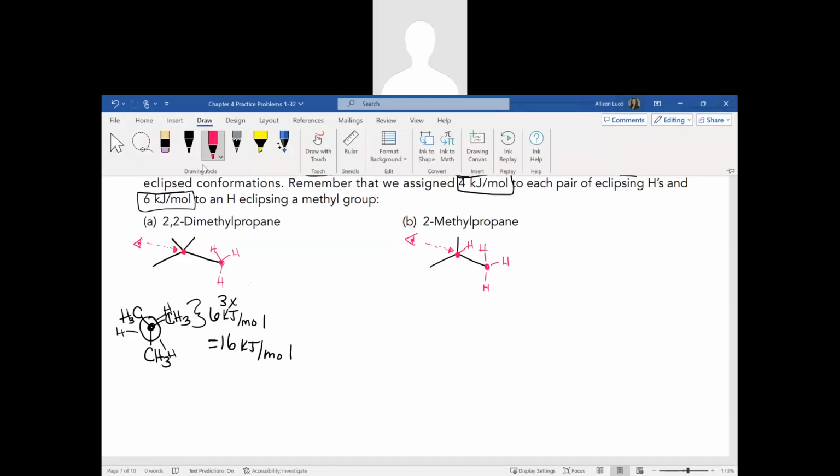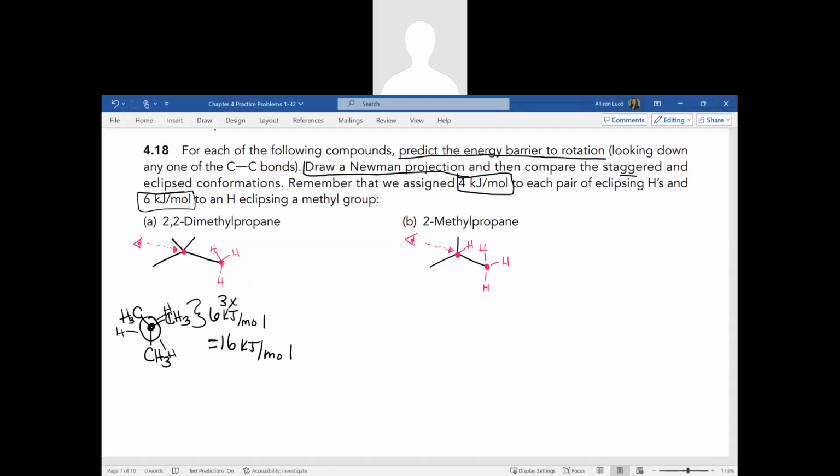So let's draw our Newman projection. For the first carbon that we see, we have a hydrogen to the right, a methyl group to the left and up, and then down we have another methyl group. On the eclipsed second carbon, all those hydrogens will be very close. We see that we have an eclipsed pair of hydrogens here. So that's 4 kilojoules per mole.